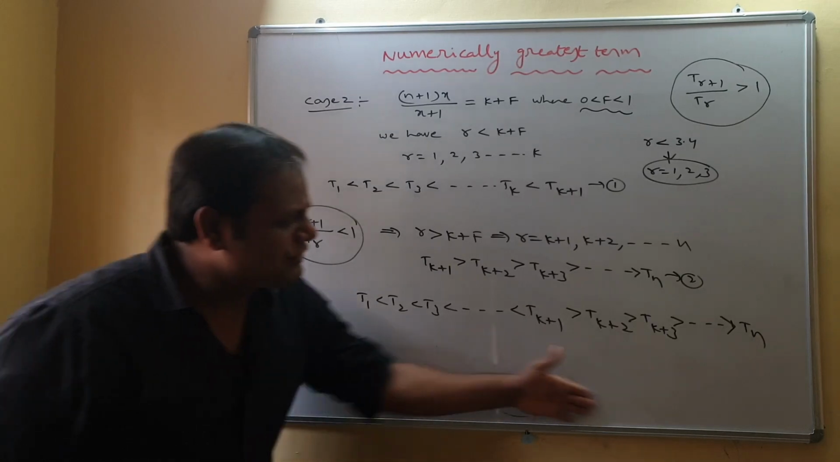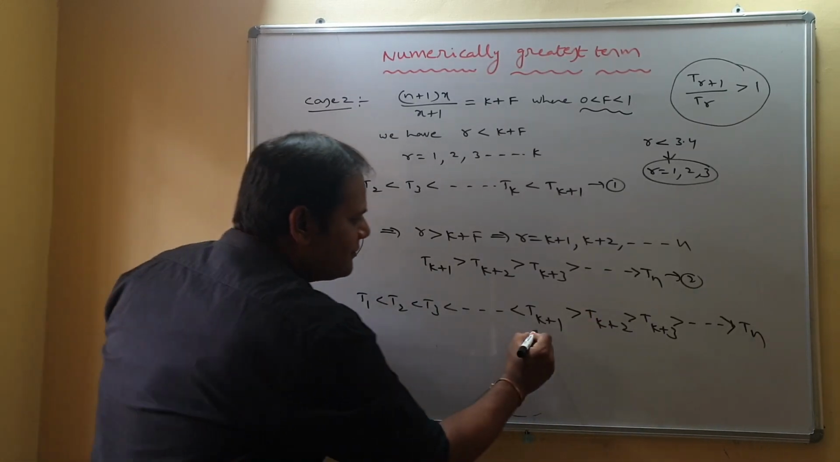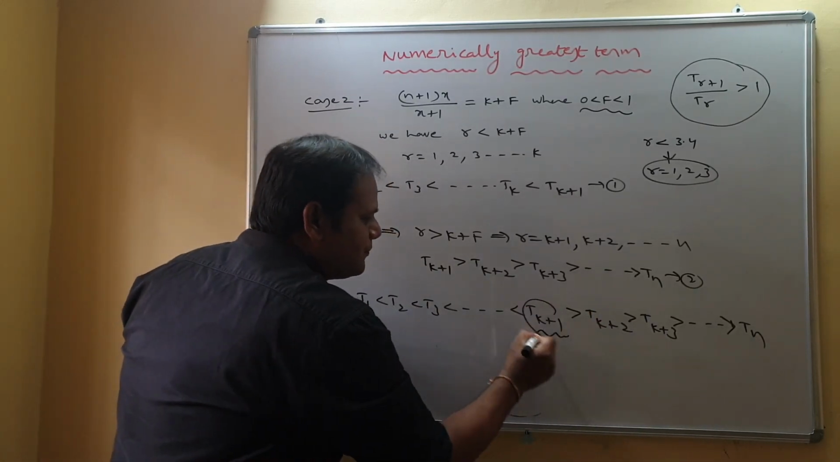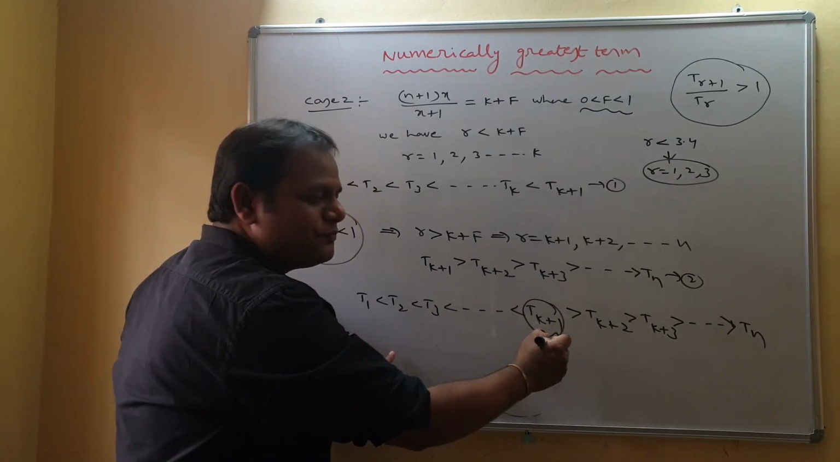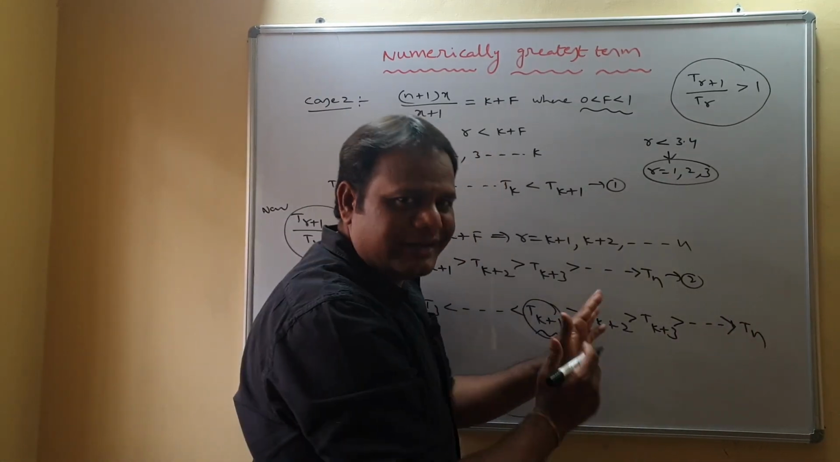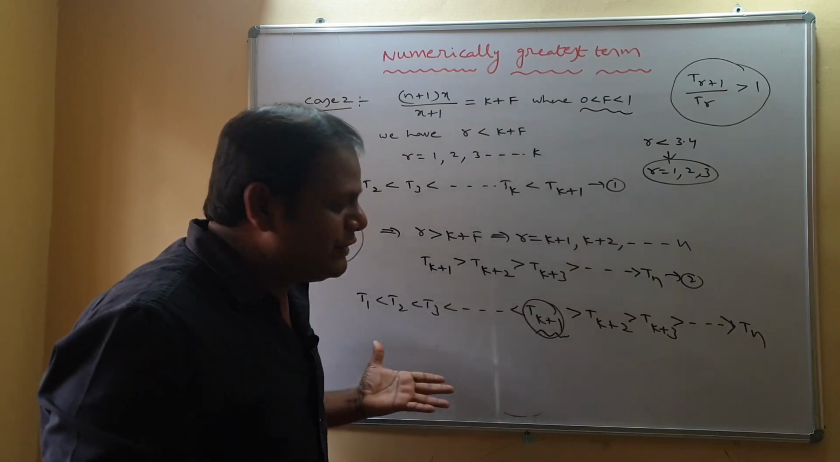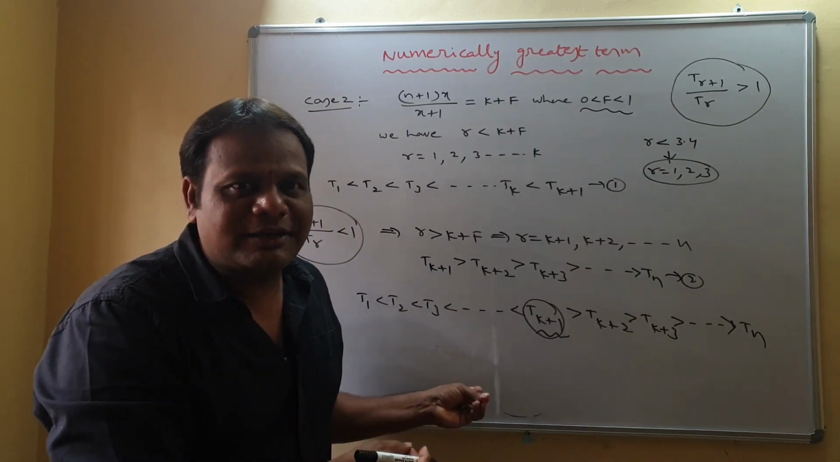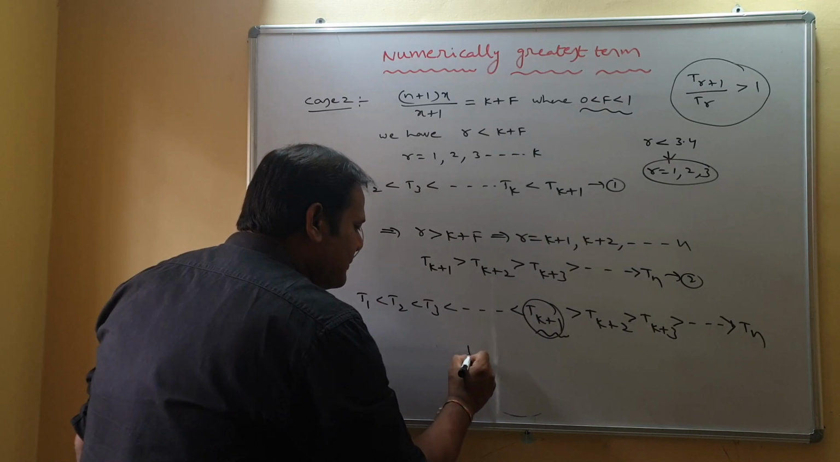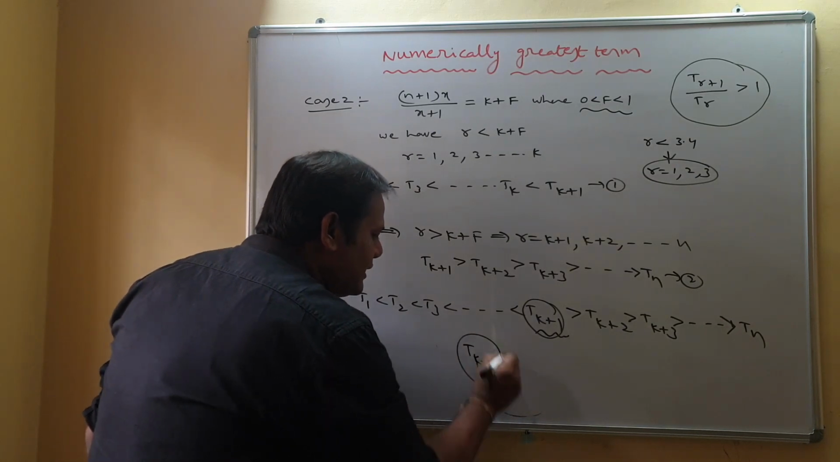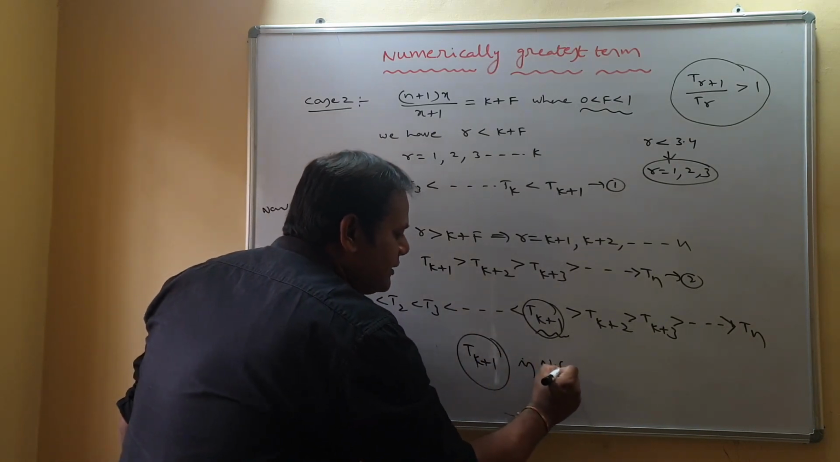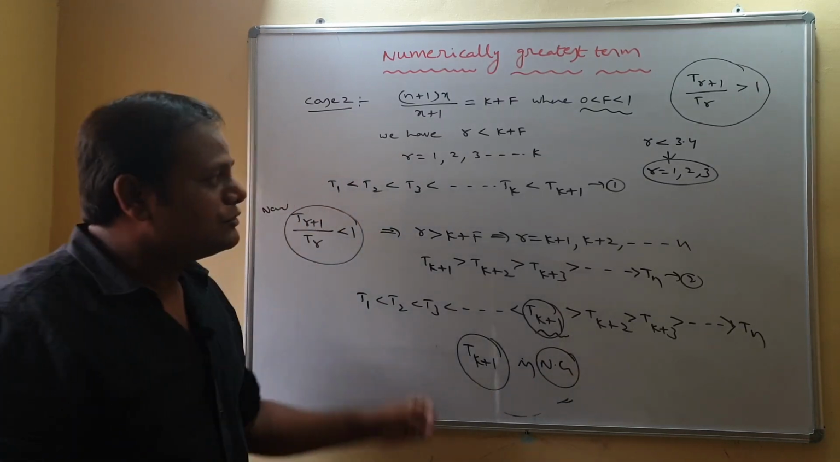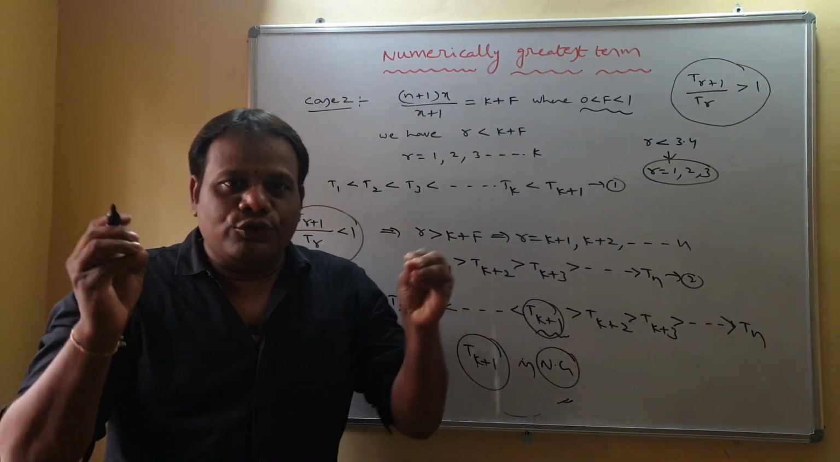Is it? Once you observe this, see, till the k plus 1th term it increases and then it decreases. So can you tell what is the numerically greatest term? That is Tk plus 1. So here Tk plus 1 is the numerically greatest term. So my dear students, you don't get confused.